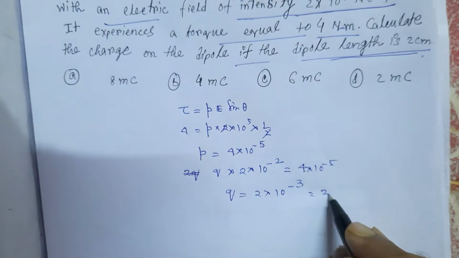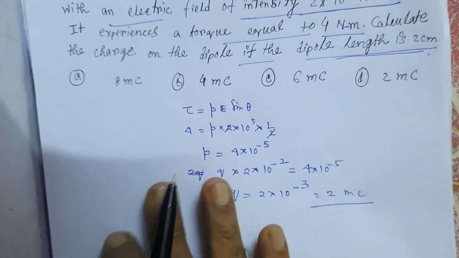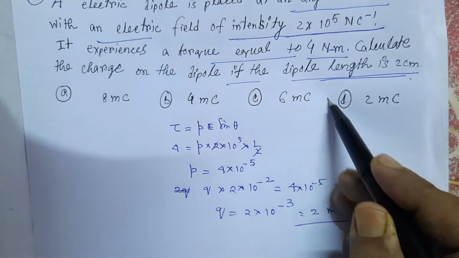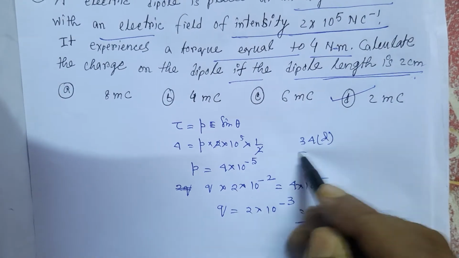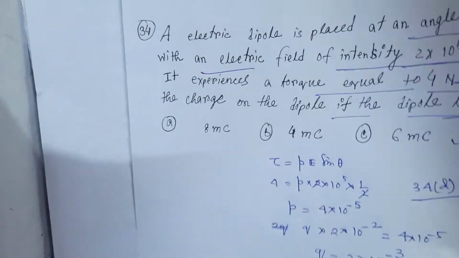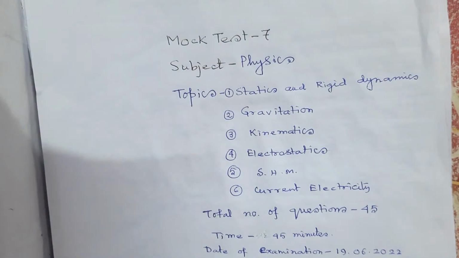That is 2 millicoulomb. D is the correct answer. So the correct choice of the question number 34 is D. Now let us take the question number 35.